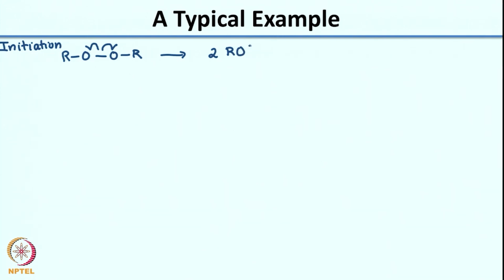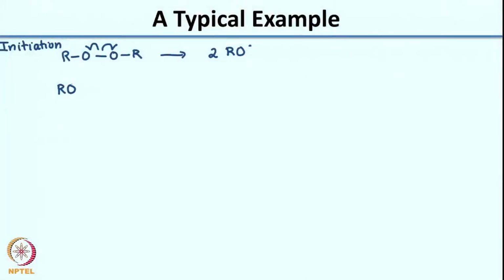So now that the initiation step has occurred, it would generate more radicals because RO dot is not the species that you want to interact. So you will have RO dot interact with another species, let us say HBr. So now what you have generated is a new radical which is your reactive species. So the next step would be propagation.